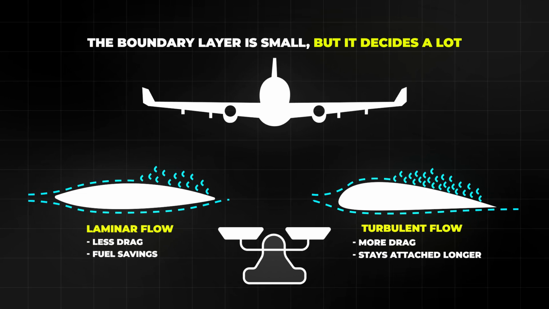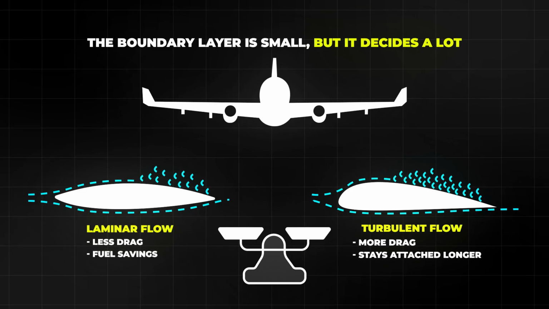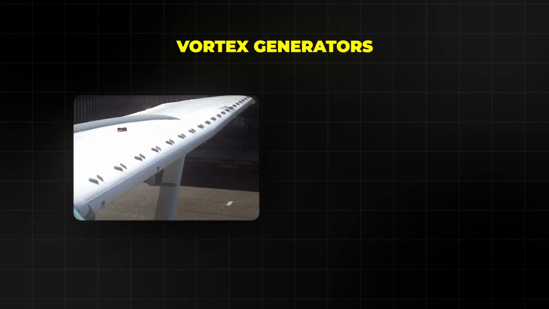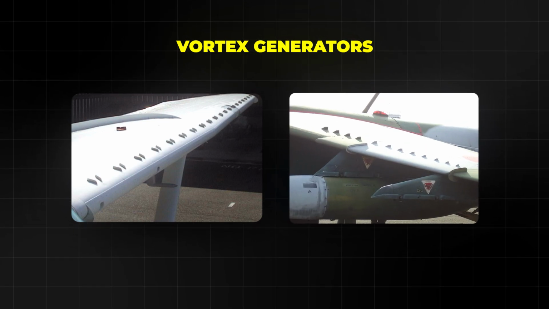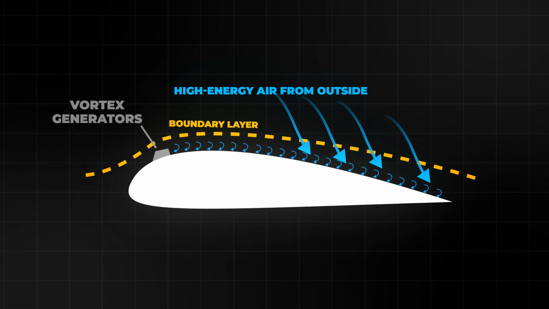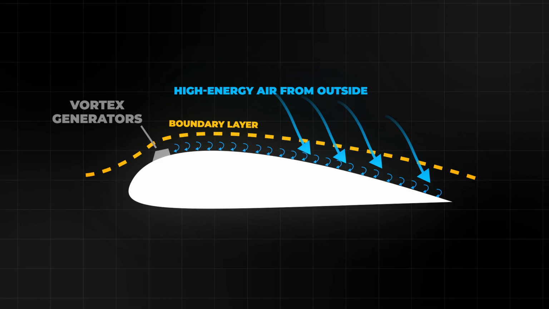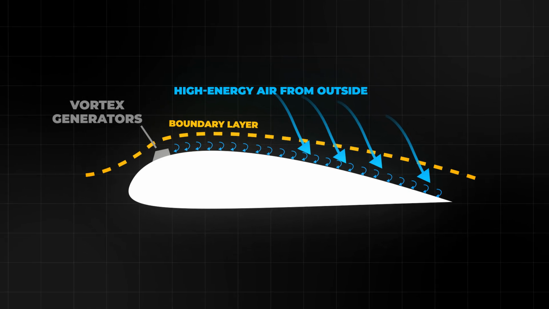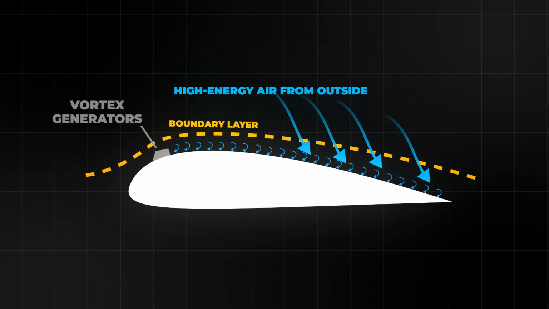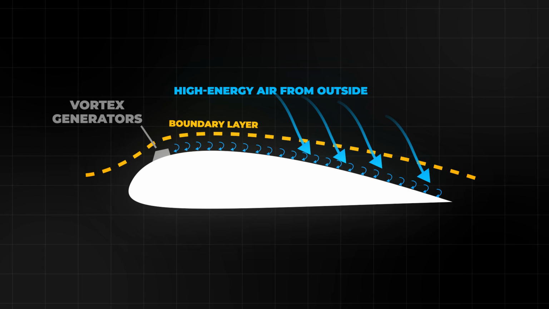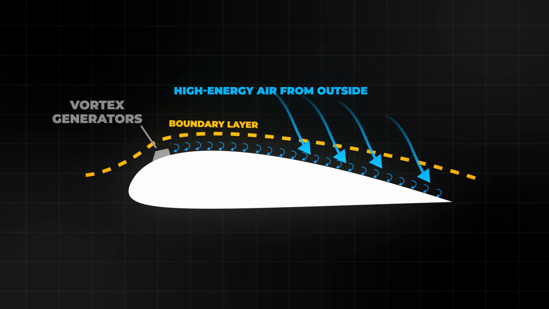Sometimes the airflow wants to separate too early, especially at low speed, high angle of attack or near flaps and control surfaces. That is when some airplanes use vortex generators. These are small fins or bumps on the wing or near the tail. Vortex generators create tiny spinning air movements. These little swirls pull fast air from outside the boundary layer down into slow air close to the wing. This gives the boundary layer more energy. With more energy, the air can stay attached to the wing longer and does not break away so easily. So, even though vortex generators make the flow more turbulent earlier, this is done on purpose. The goal is not low drag, but safe and stable airflow.